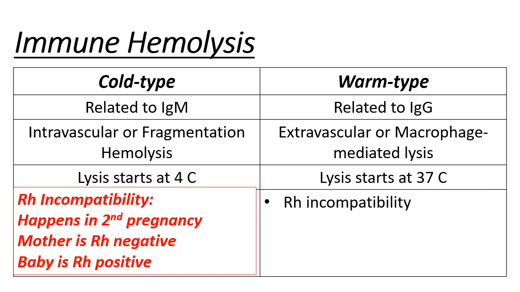Sa warm type naman, the predominant example for this is RH incompatibility. Kailan to nangyayari? So, explain lang natin. It almost always happen after the first pregnancy. Second pregnancy onwards, pwedeng magkaroon ng RH incompatibility. So, si mother ay RH negative and si baby ay RH positive. So, merong antibodies si mother against the RH antigen. So, tatargetin niya yung blood cells ni baby. So, therefore, yung hemolysis nangyayari kay baby, hindi kay mother.